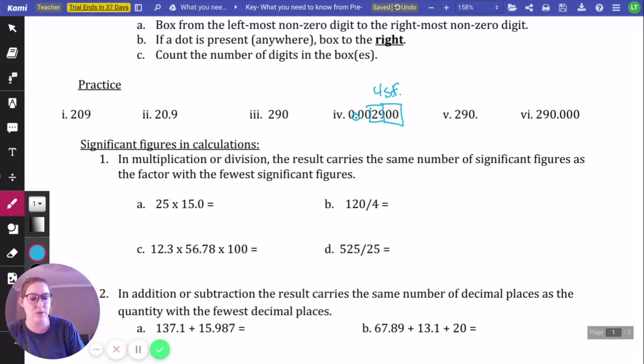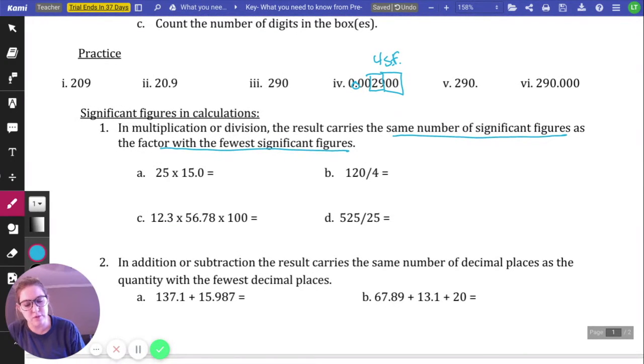In multiplication or division, our answer has to have the same number of significant figures as the factor with the fewest significant figures. So we're going to determine our significant figures, and then our answer needs to have the fewest number of sig figs. For example, 25 times 15.0. 25 has 2 significant figures. 15.0 has 3 significant figures. Our answer needs to have the fewest number, so our answer should have 2 significant figures.